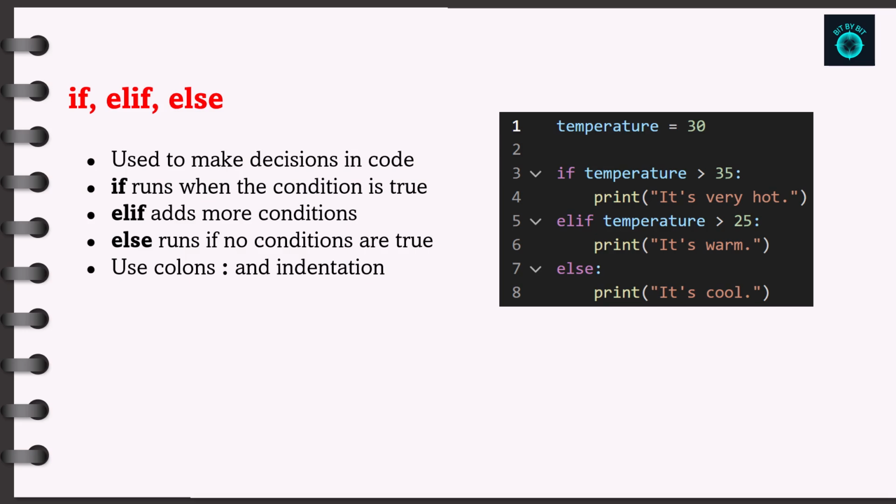Make sure to use a colon at the end of each condition line and indent the code that belongs to it. This structure helps your program make decisions and respond differently in different situations.